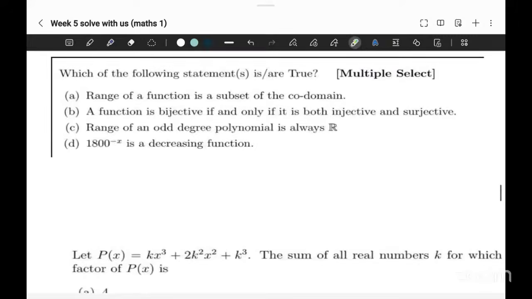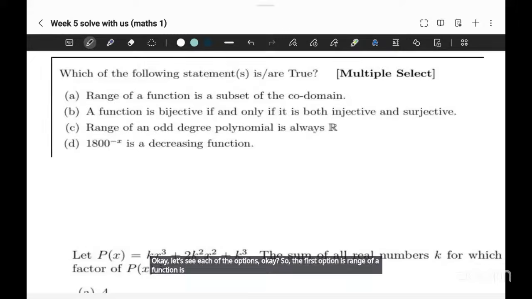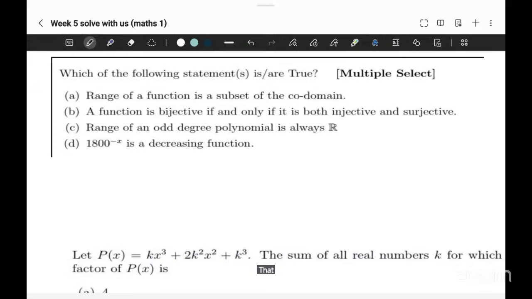Okay, let's see each of the options. The first option is: range of a function is a subset of the codomain. That is true, right? Yes. So range is always a subset of a codomain. This option is true. It's valid.